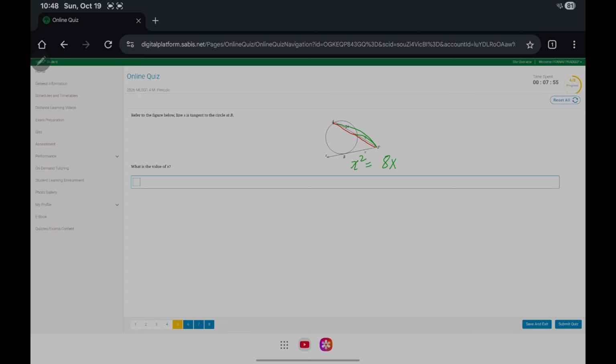8 times 24 plus 8, right? 32. 256, we get 256. So x squared is 256 and x is equal to radical 256. It gives us 16, right? So x equals 16.